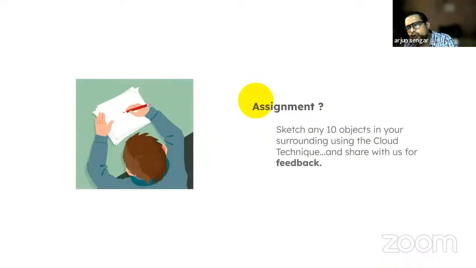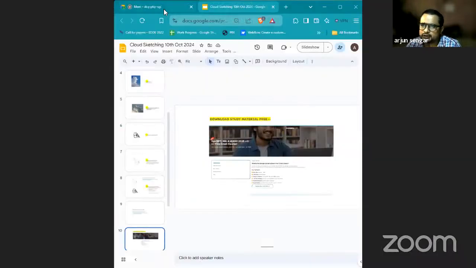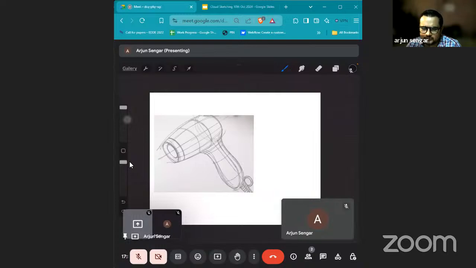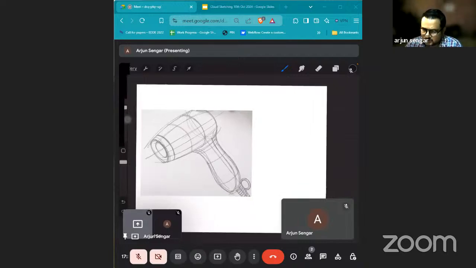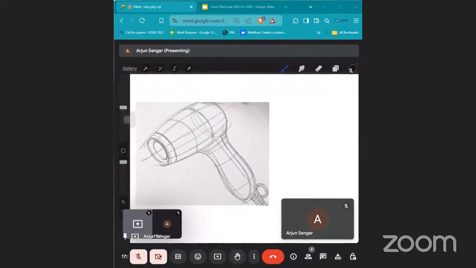Later I will be talking about the assignment, but first switching my screen to sketching. Just give me a minute. Can you look at my screen? Is it visible to you? Yes, sir. Just keep on responding, because if I have to deliver something, you guys have to talk. Otherwise it's one-way communication, which doesn't make sense.